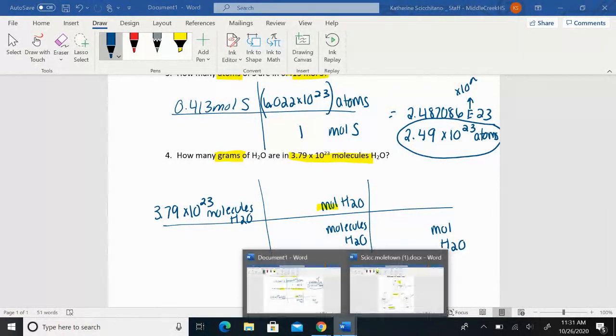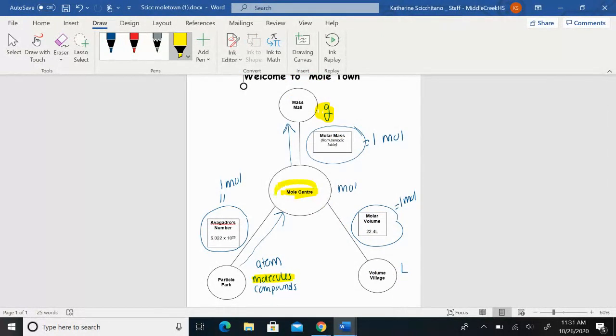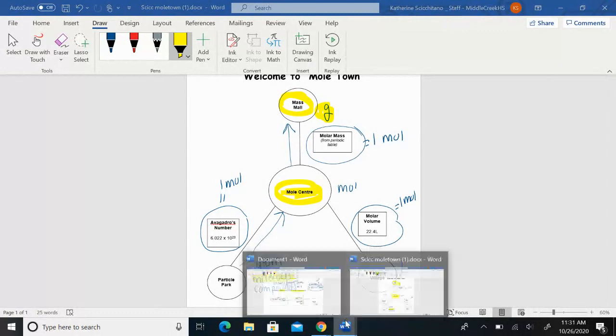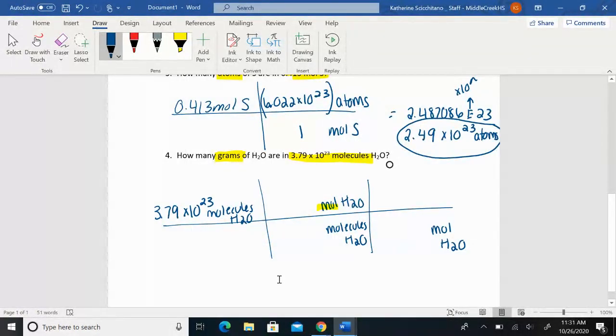Now, my next step, so I'm here, now I'm trying to get to mass. So my next step is going to get me to grams. And so I put grams of water on top. I always fill my moles first because it's always 1. Everything is always equivalent to 1 mole of the substance. So now I have to figure out my conversion factor. So 1 mole of water is equal to how many molecules of water?